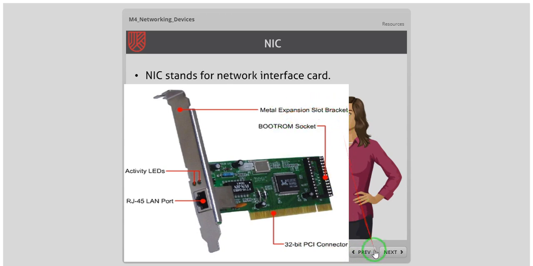Take a look at the wired NIC. It has an RJ45 LAN port and two activity LEDs present. The green LED shows the connection type, the orange LED shows the data connection.